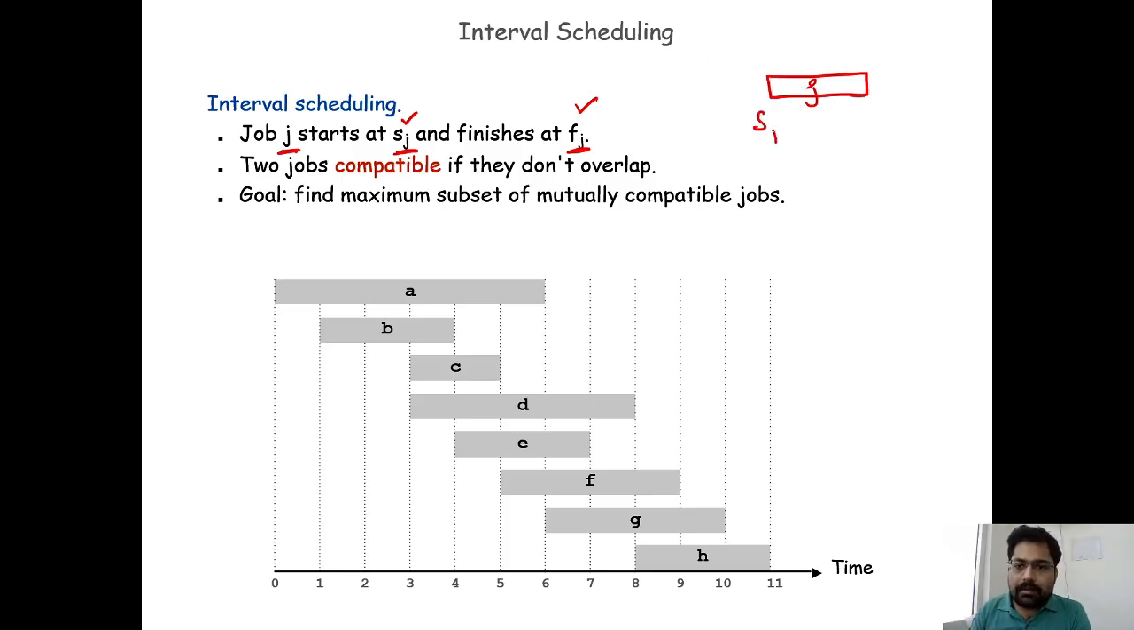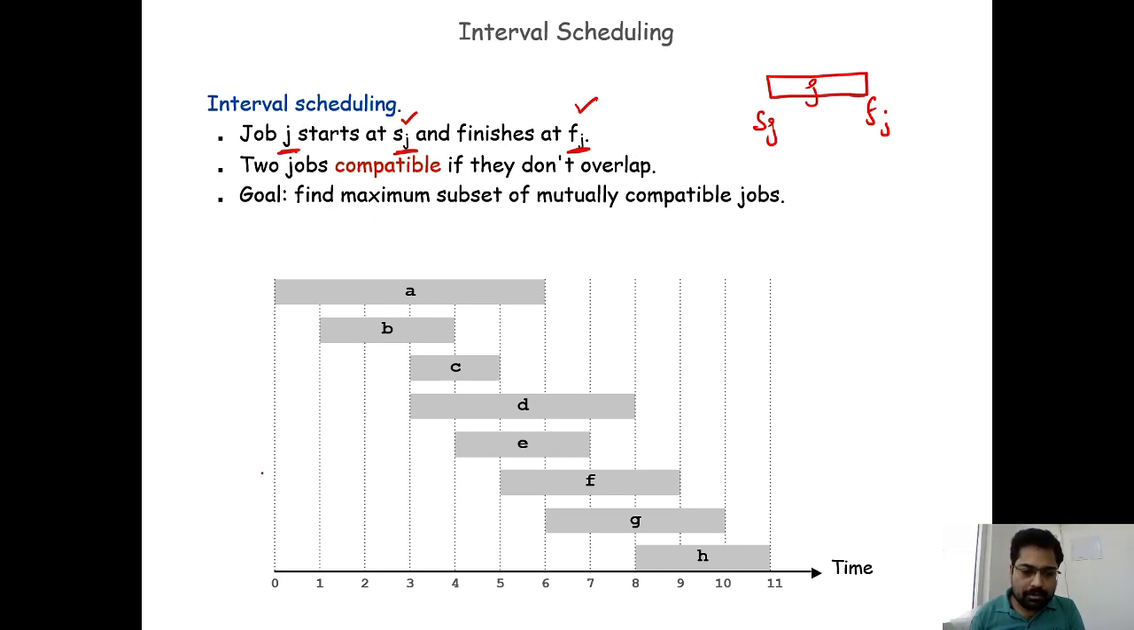So the starting time is represented as s of j, and the finishing time is represented as f of j. In that case, we will be deciding which job we will select to run first. Once we select one job out of the other jobs, that job should not be overlapped. Why do we need this? Because the CPU has to be kept for that amount of time.